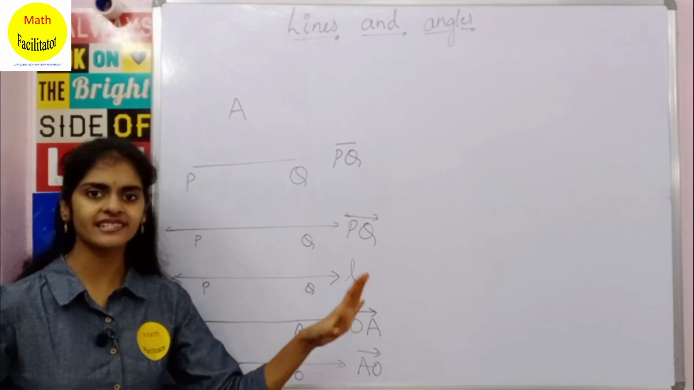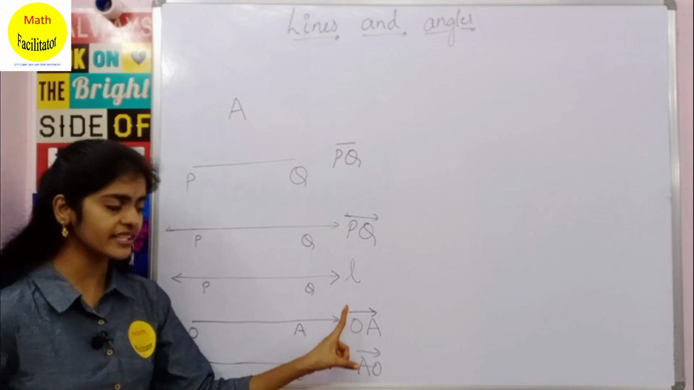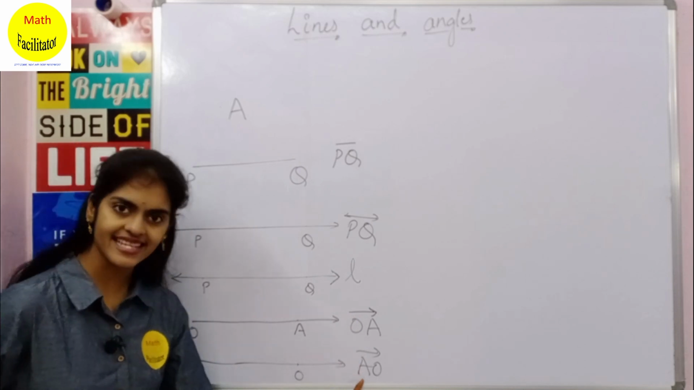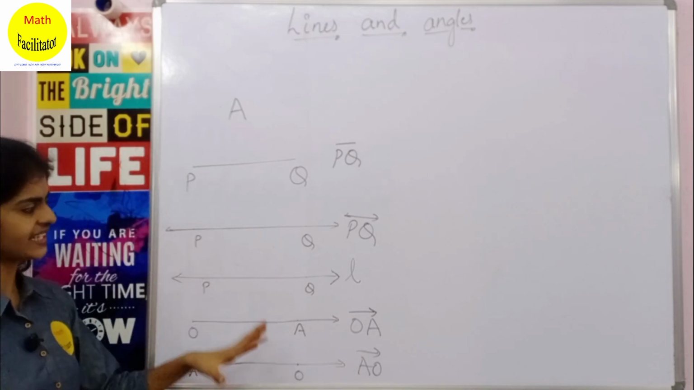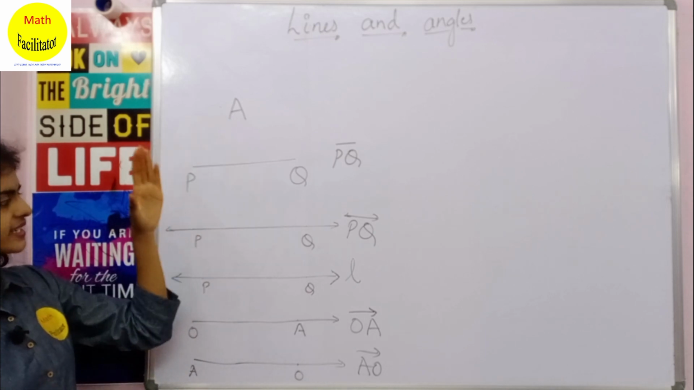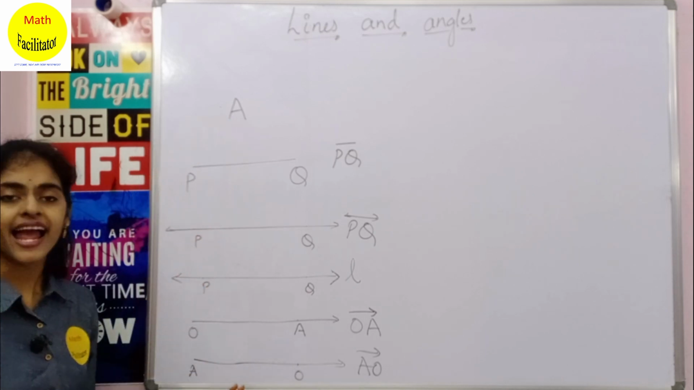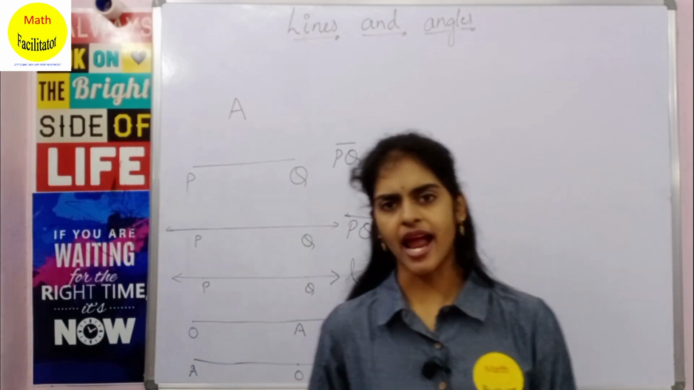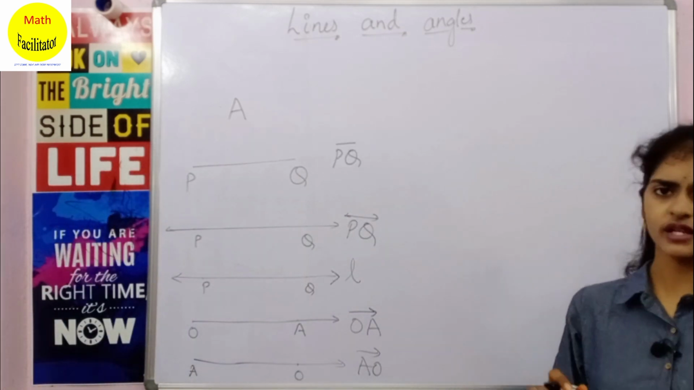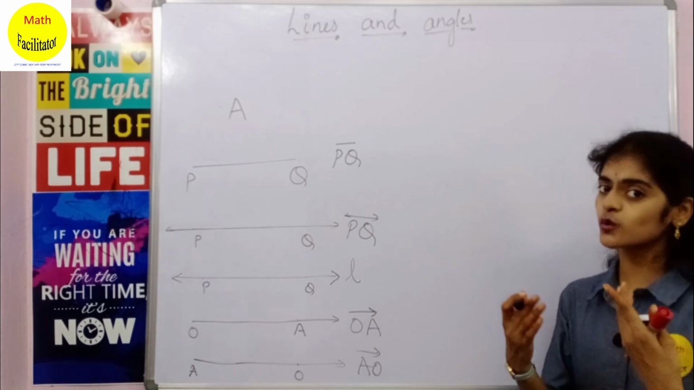AO both represent different rays, because here the starting point is O and here it is A. So when you are representing a ray, be very careful. Clear? So this is a point, line segment, line and a ray. Now, what is an angle? An angle can be formed with two line segments or two lines or two rays.